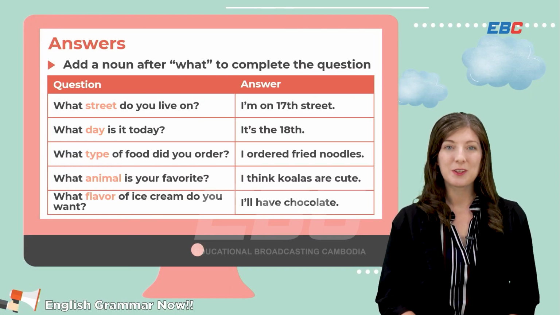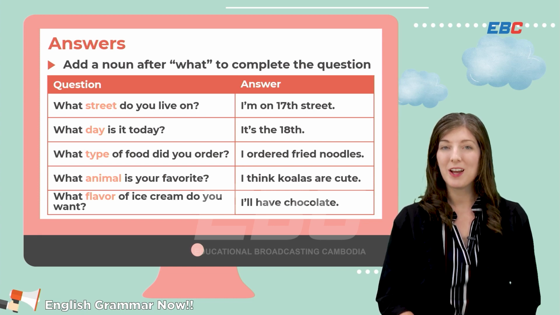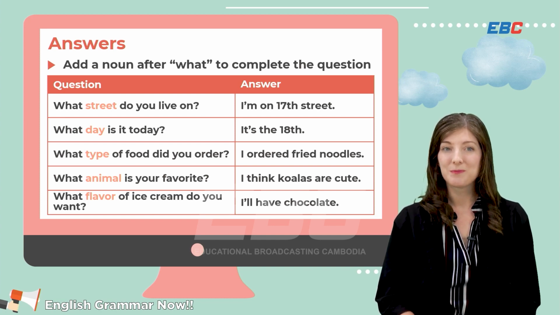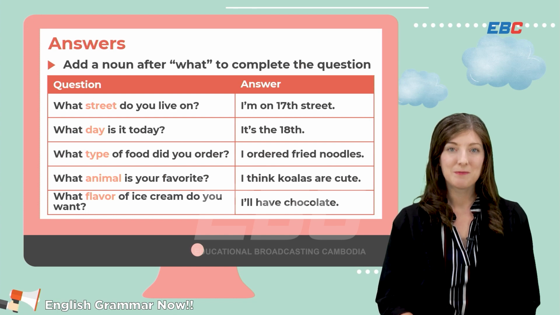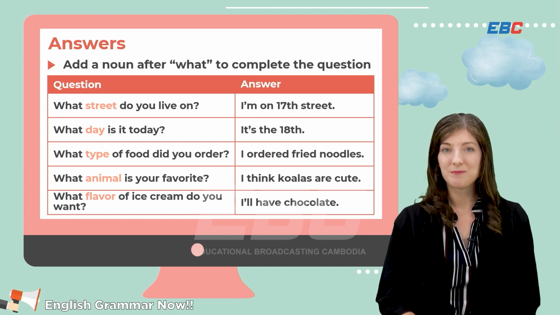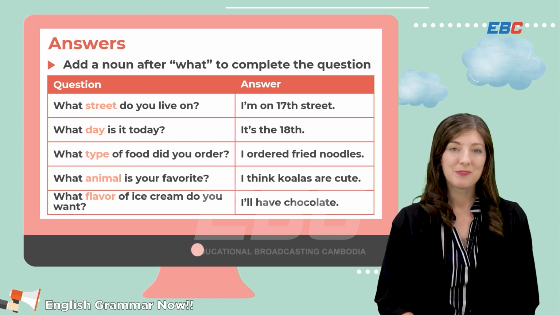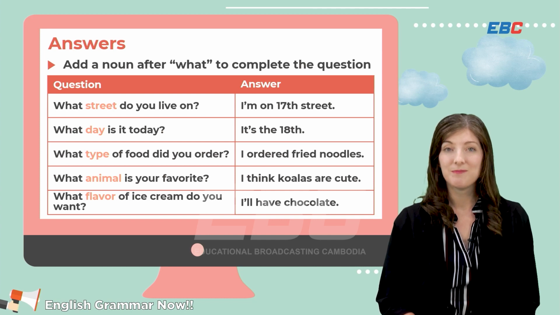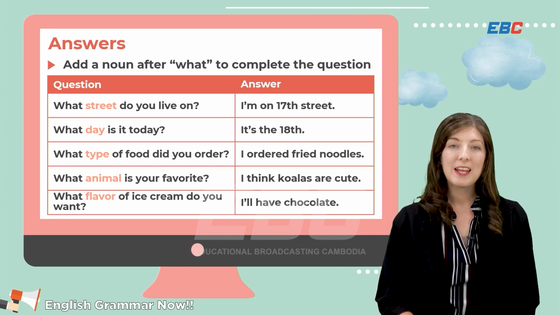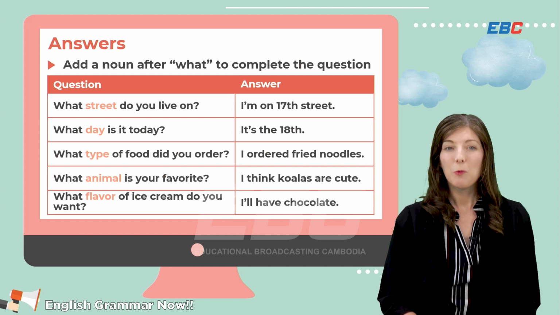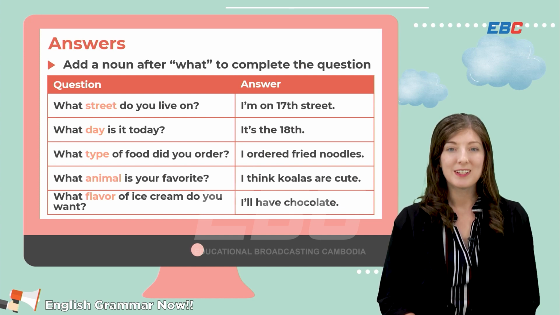Here's the answers to those questions. For number 1, what street do you live on? I'm on 17th Street. For number 2, what day is it today? It's the 18th. For number 3, what type of food did you order? I ordered fried noodles. Number 4. What animal is your favorite? I think koalas are cute. And the last one. What flavor of ice cream do you want?